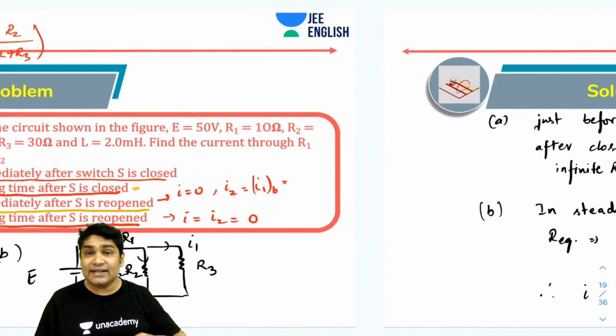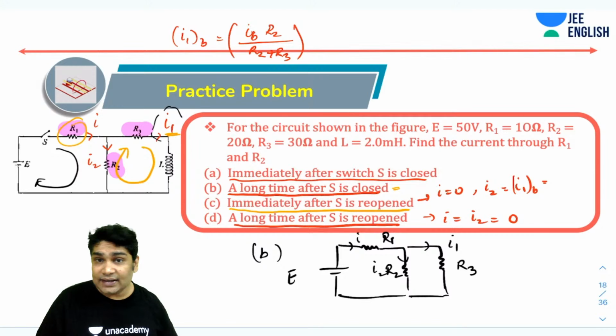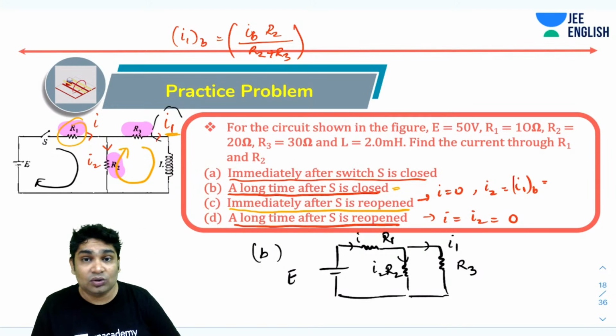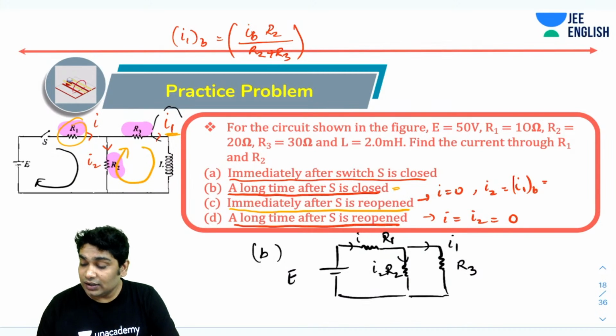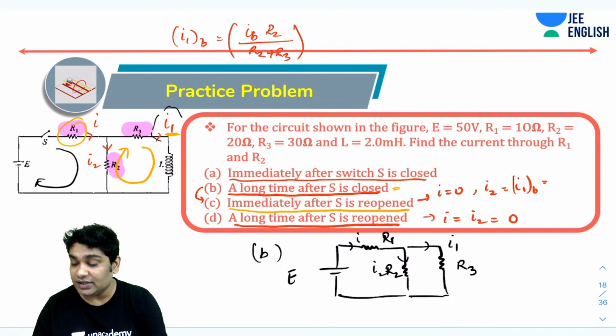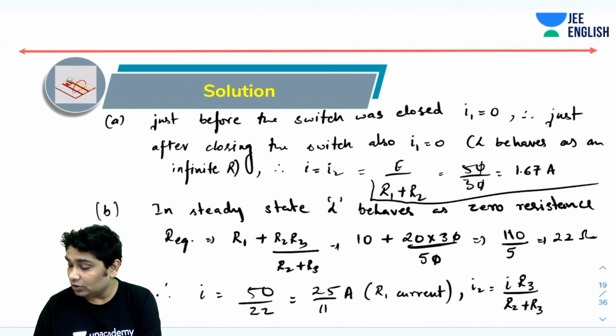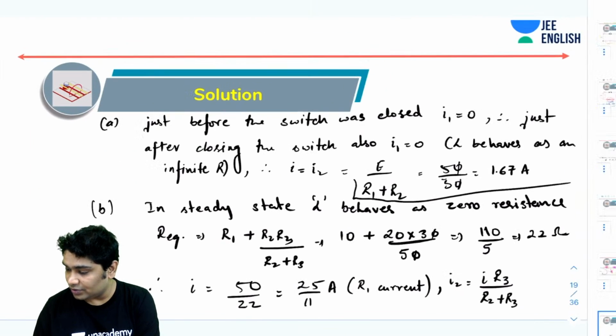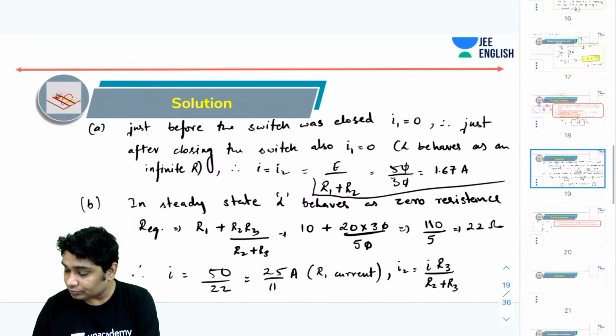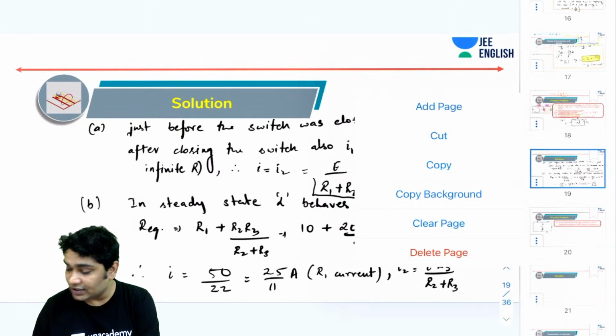Okay, so what is case C? Case C is asking you what is the current through both these immediately after S is reopened. So this is coming after this. Once you had achieved the steady state, let's consider the steady state circuit first. So let me maybe add a page in that, to see what the steady state circuit looks like.